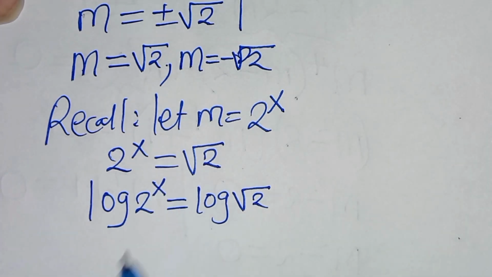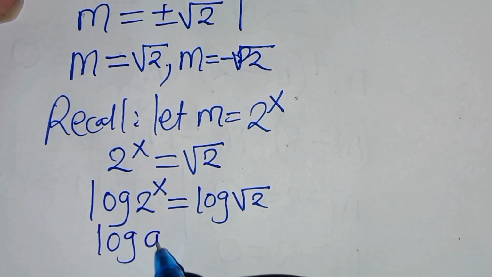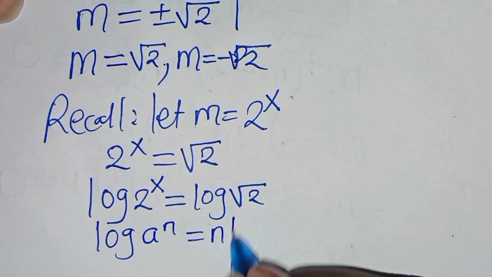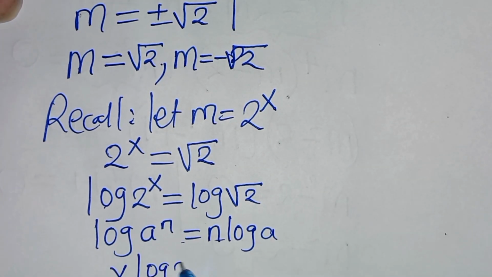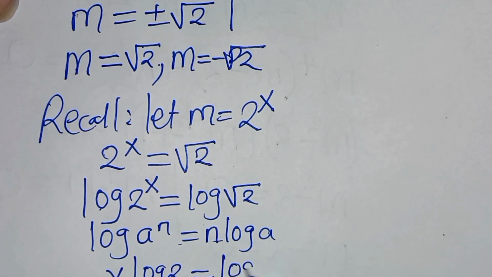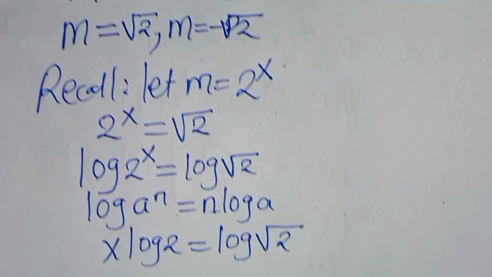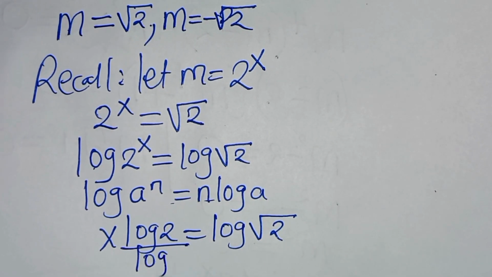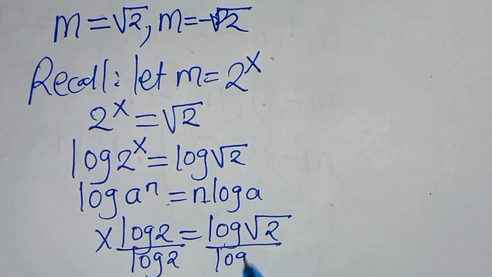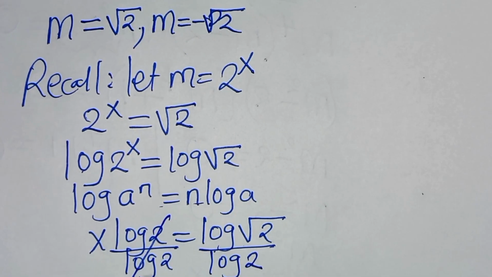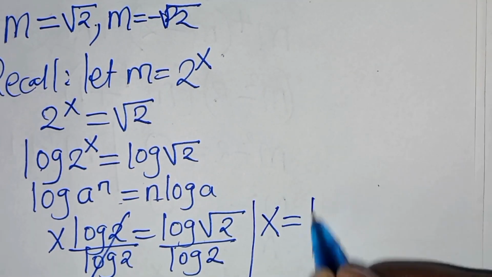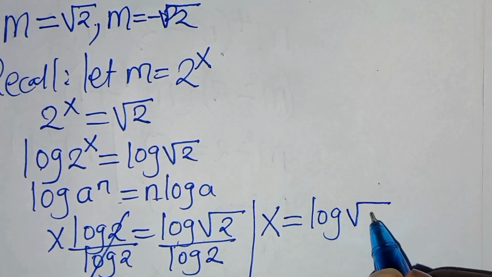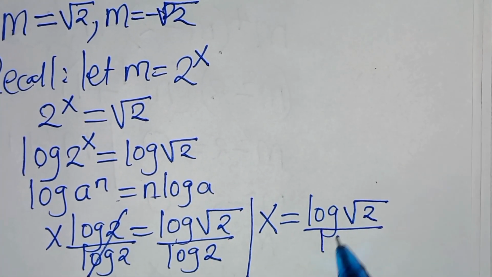So log 2 to the power x is in the form of log a to the power n, which we can express as n log a. Applying this power rule property, log 2 to the power x becomes x log 2. This is equal to log square root of 2. Let's divide by log 2 on both sides. So this implies that x is equal to log square root of 2 divided by log 2.